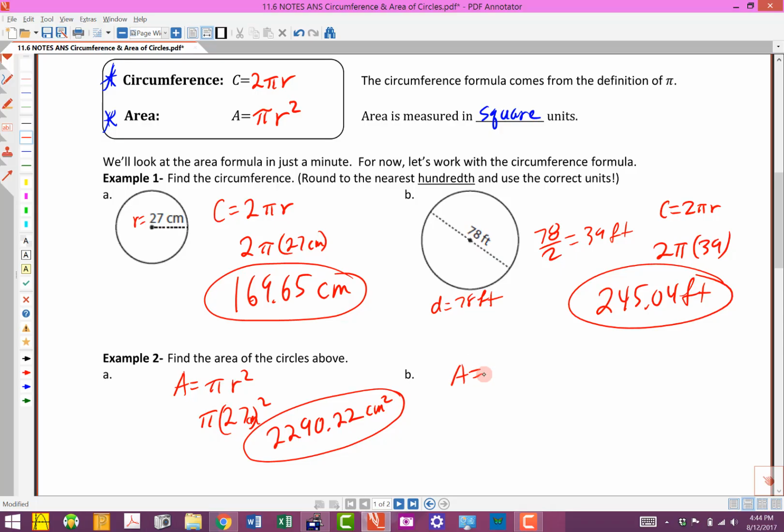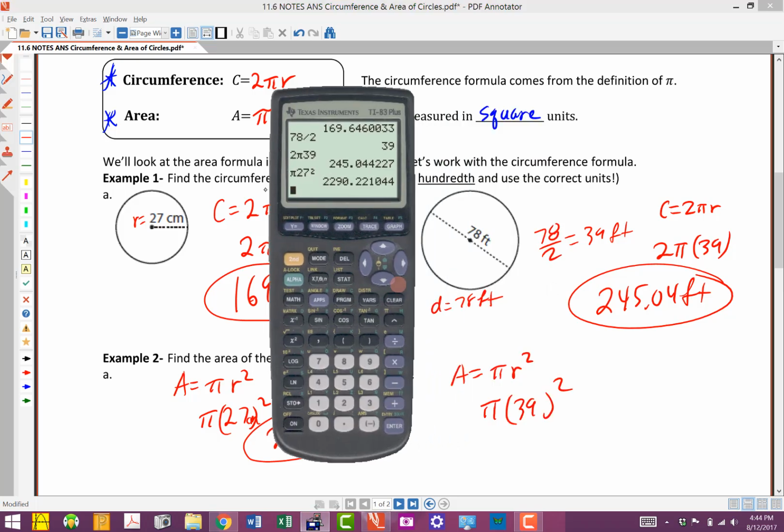Again, please write these down enough that you get these straight. We're talking area, so it's going to need to be pi, and then the r has the 2 on it, so it's pi r squared. So this is going to be pi. We figured that this one was 39. And we're going to square that, so I'm going to bring up the calculator and throw that in.